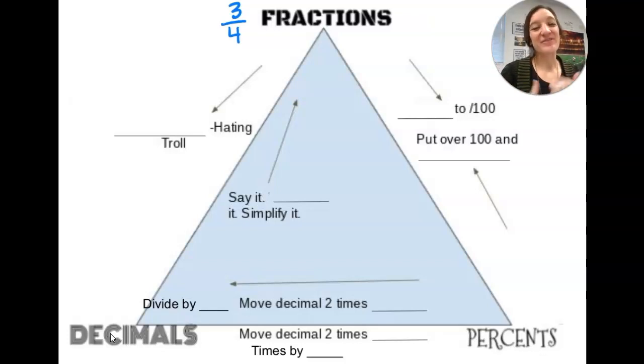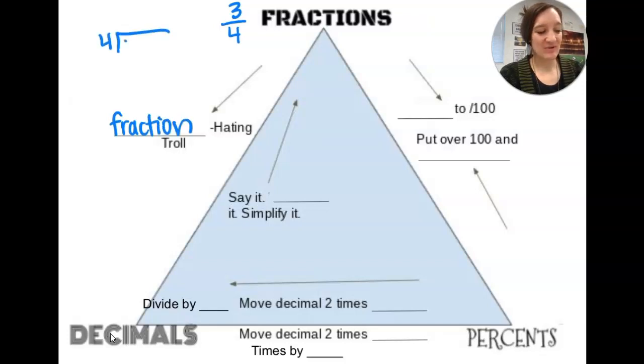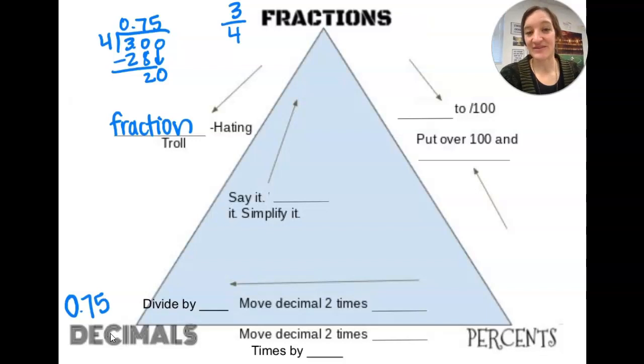Fractions. If we have 3/4, we already know how to get that to a decimal. And how do we do that? We do the fraction hating troll. So we tip over and we put the top number inside and then we divide. And we end up with a decimal. Sometimes we do need to add a 0 and bring that down, but we'll end up with a decimal. That decimal is the exact same value as the fraction.